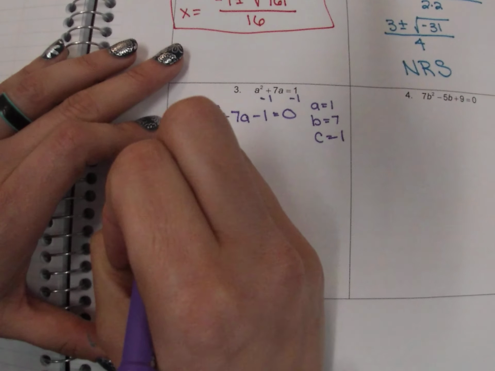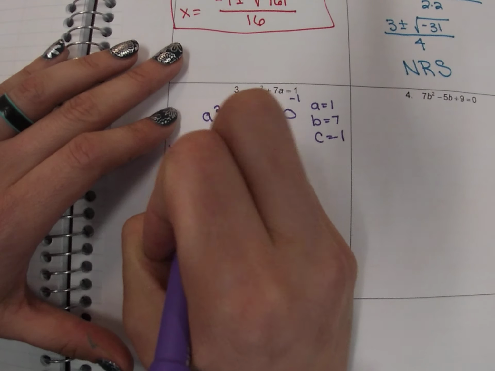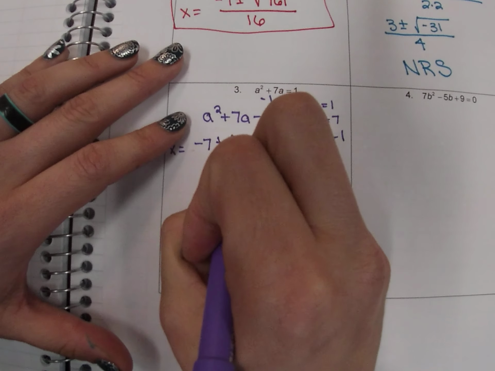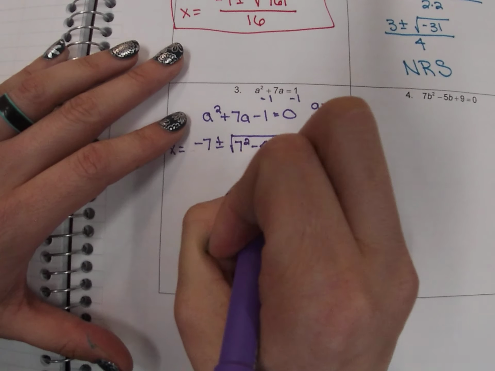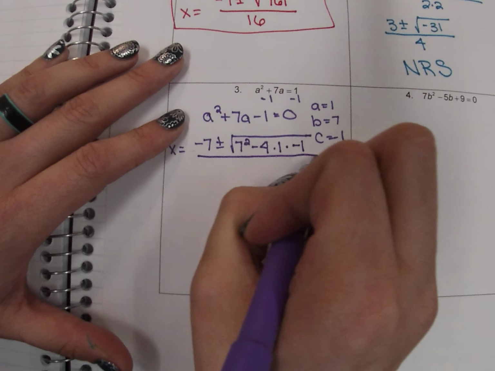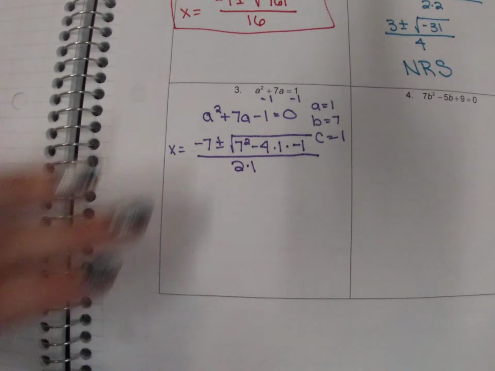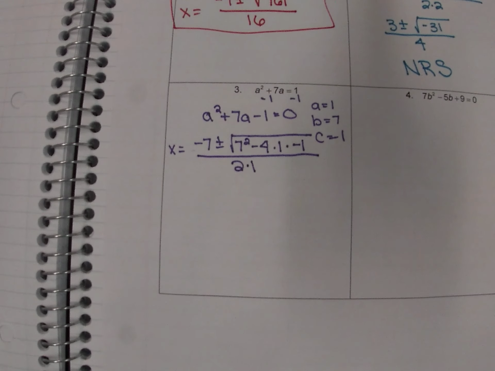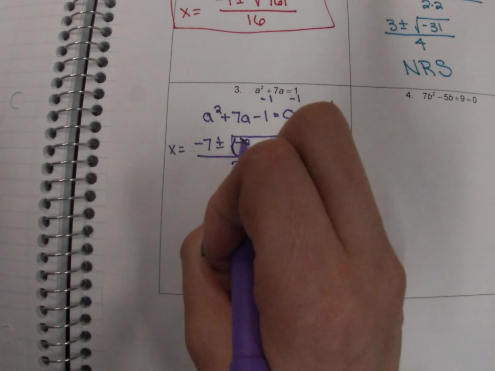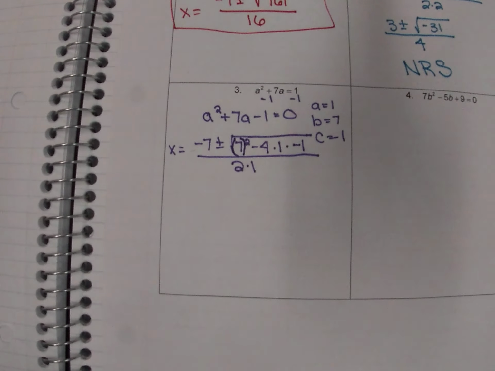So when we go to plug this in, we'll say x equals negative 7 plus or minus the square root of b squared minus 4 times a times c, all over 2 times a. If you're not sure about when to use your parentheses around this b, you can always put the parentheses in. We have to use them when that's a negative value being squared. But if you're not sure, you can always put them in, you'll be fine.